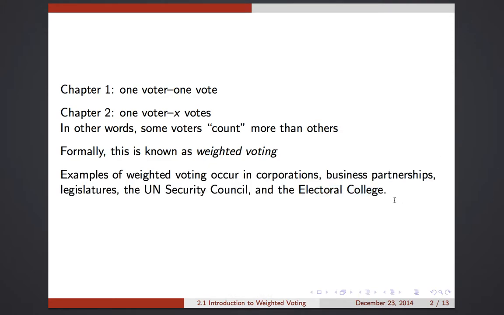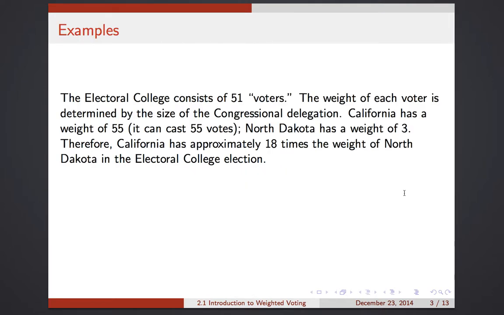So this kind of voting happens fairly frequently, especially in the business world and corporations and business partnerships. But in the political realm it happens a lot too. You'll see weighted voting in legislatures, in the UN Security Council, and probably the most relevant example for you is the Electoral College, is a weighted voting system. So let's look at a few of those examples.